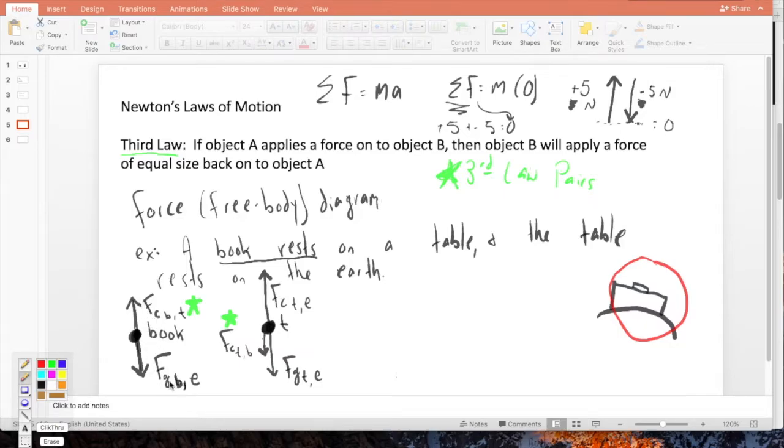This is a contact force. This is a gravitational force. This force is coming from the table. This force is coming from the earth. So these two are not a third law pair. These two are. Your third law pair will always be on separate objects. So the table pushes the book up. What does the book do in return? It pushes the table down.